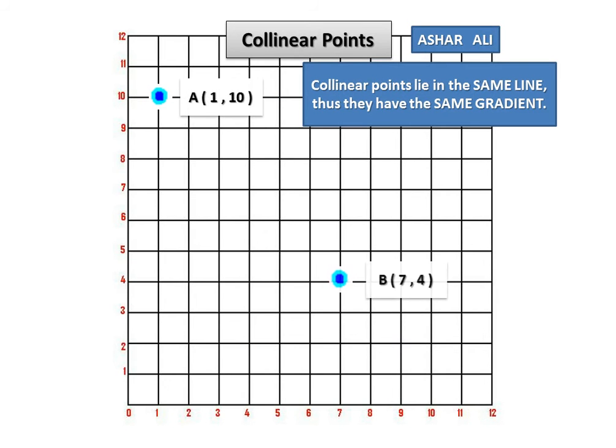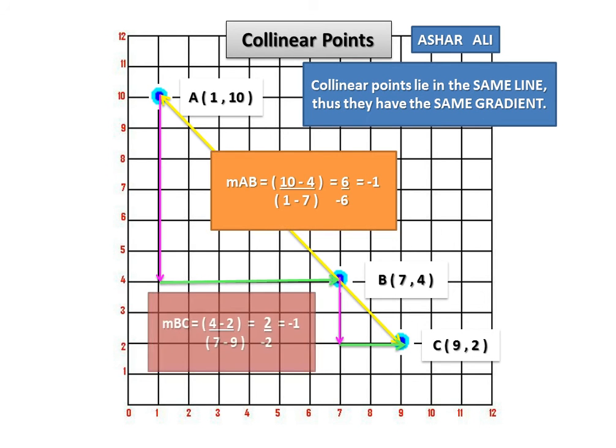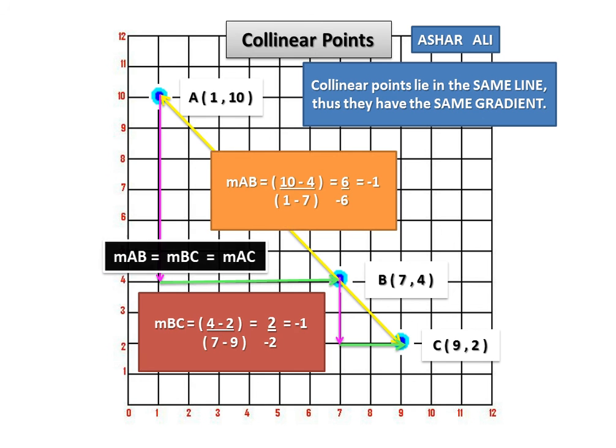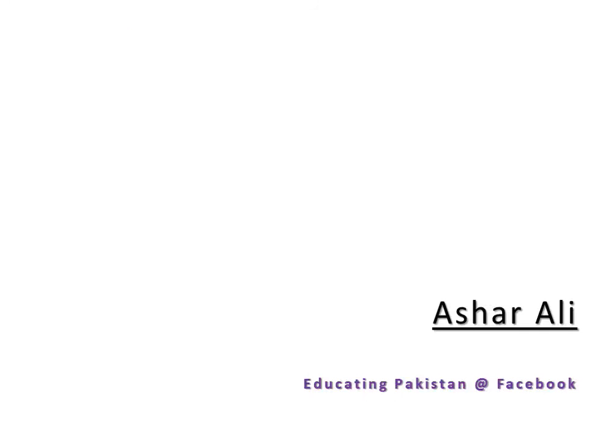Collinear points. Collinear points lie on the same line, thus they have the same gradient. The gradient of AB would be equal to the gradient of BC, which would be equal to the gradient of AC. All 3 points would have the same gradient.